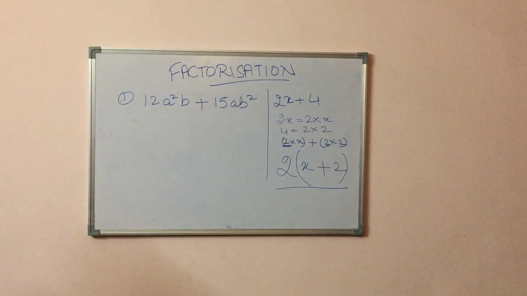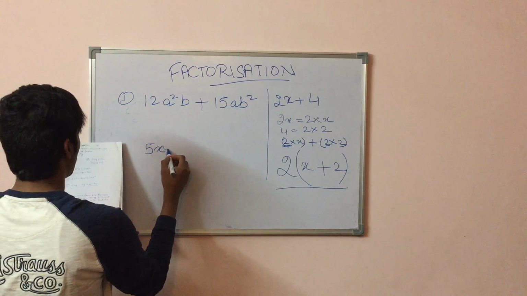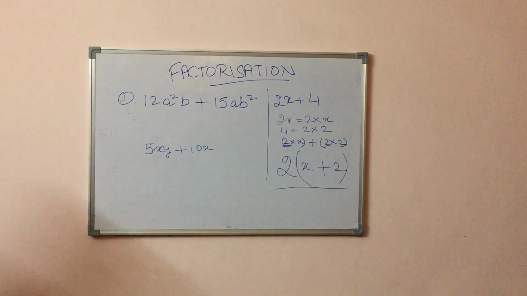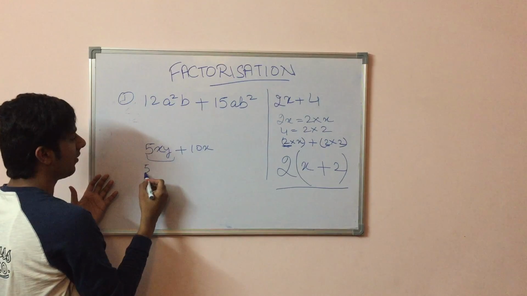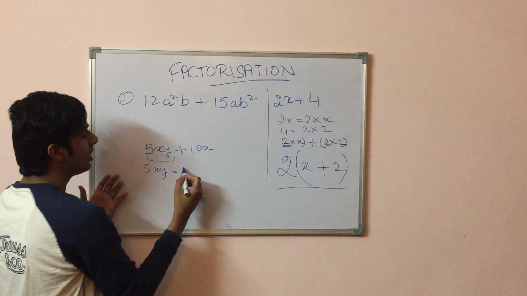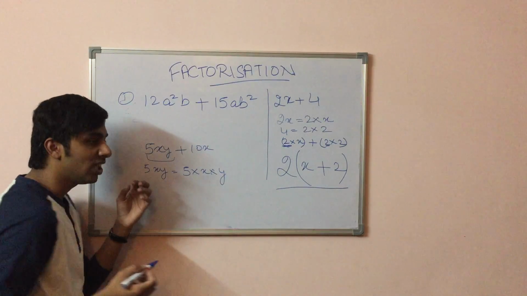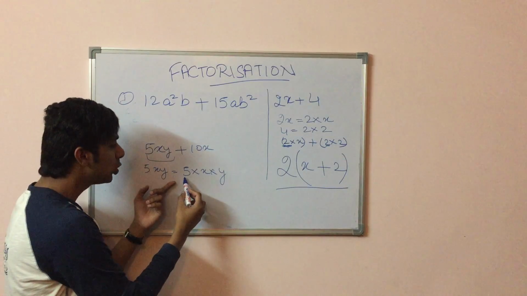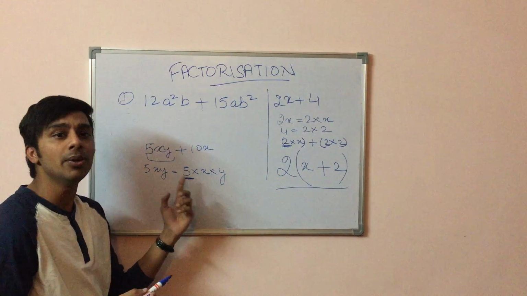Now in our second example, what we have written is 5xy plus 10x, right? Now, how will we solve this? Just write 5xy. 5xy can be written as 5 into x into y. Just keep one thing in mind, that there should be only prime numbers in the factors.